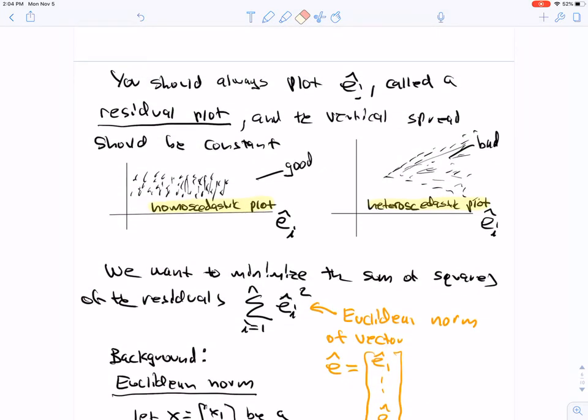You should always plot the residuals. This is called the residual plot, and the vertical spread should be constant. So here I'm plotting along the x-axis the residuals that I have. I have the residuals for my n observations, and those are just numbers, so they have some natural ordering along the real number line.